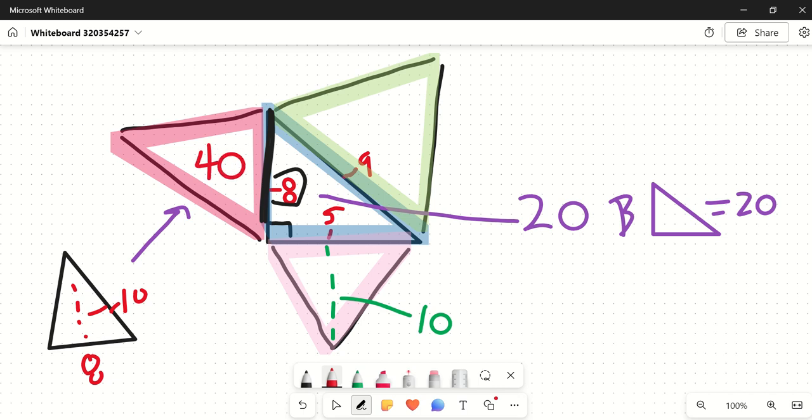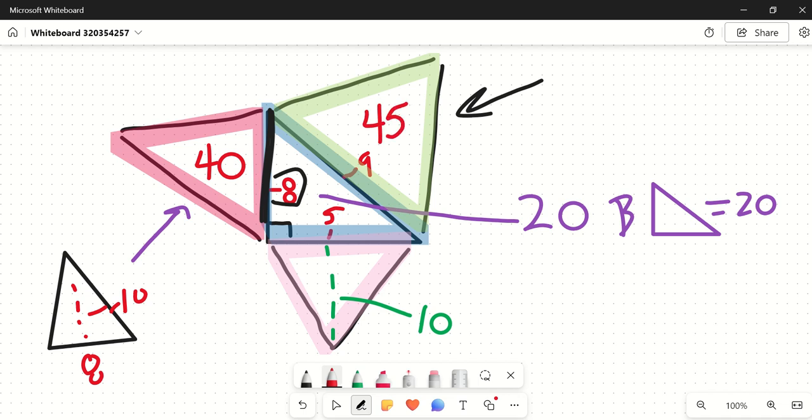Okay, let's look at this one here, this green one. Height is what again, ladies and gentlemen? What's the base? Okay, so it's a 9 by 10. What's 9 times 10? What's half of 90? So this triangle has an area of 45.